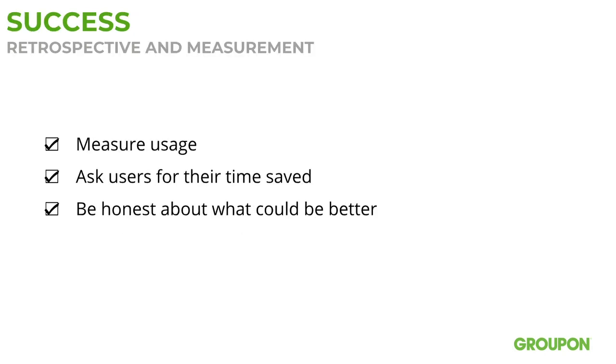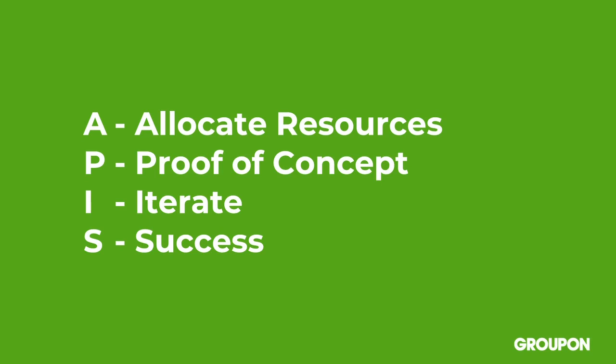And then lastly, you want to measure your success in each and every one of these cases. You want to measure your usage. You want to ask your users for their time saved so that they're even thinking about how valuable you are to their success. And then be honest about what can be better. Have a retrospective. Understand what you want to do better the next time you build a tool. So make sure you remember those APIs. Allocate the resources, build a proof of concept, iterate, and then measure success.